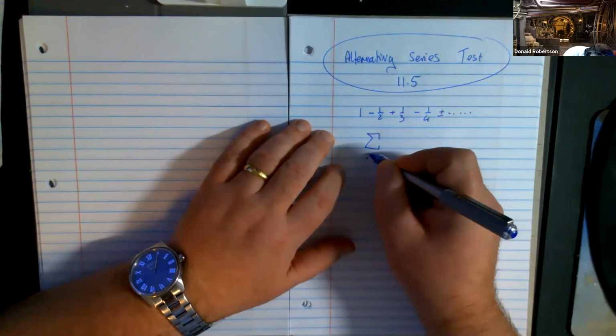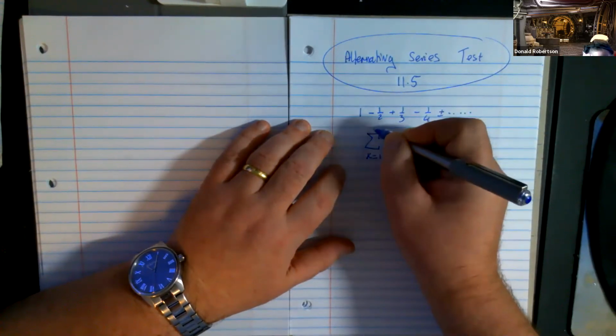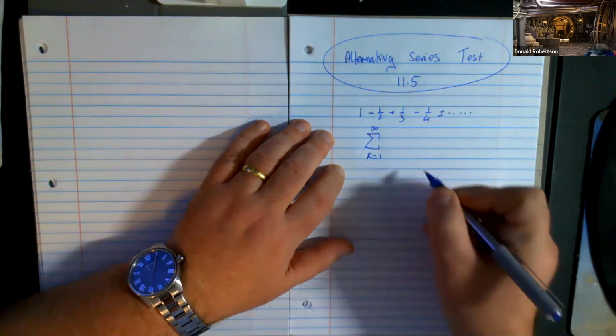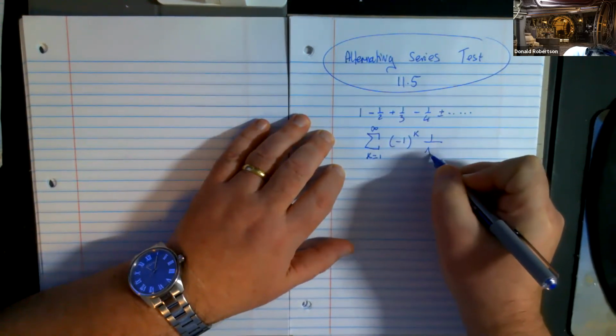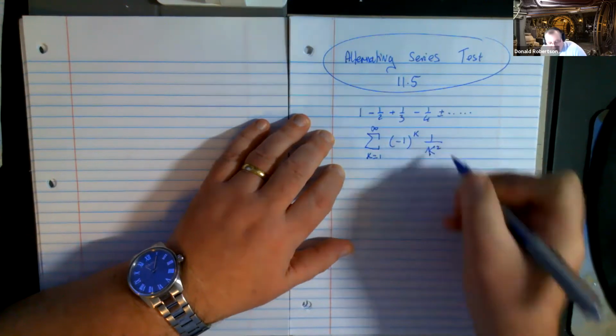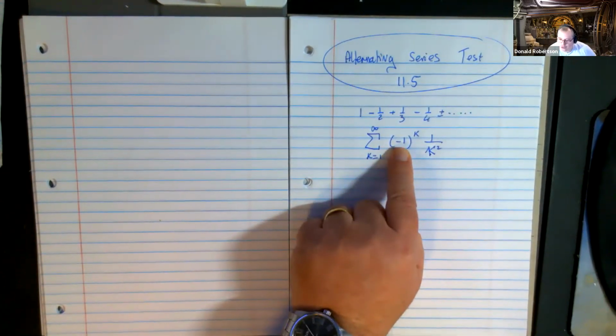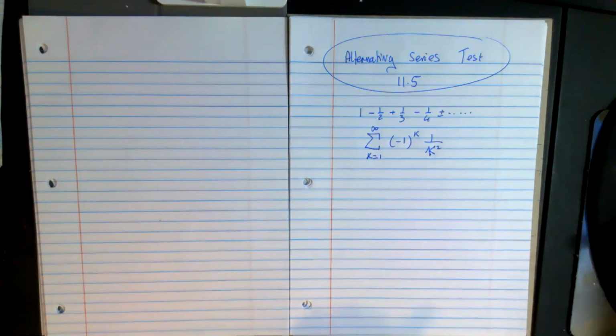What letter of the alphabet? Yeah, let's use k, just so I don't get used to doing n all the time. Right. That's the usual structure for an alternating series.